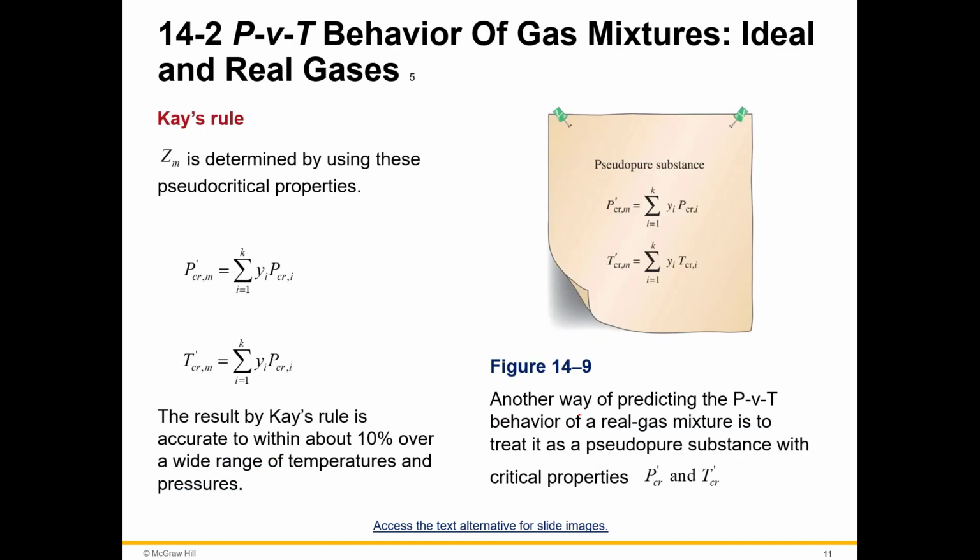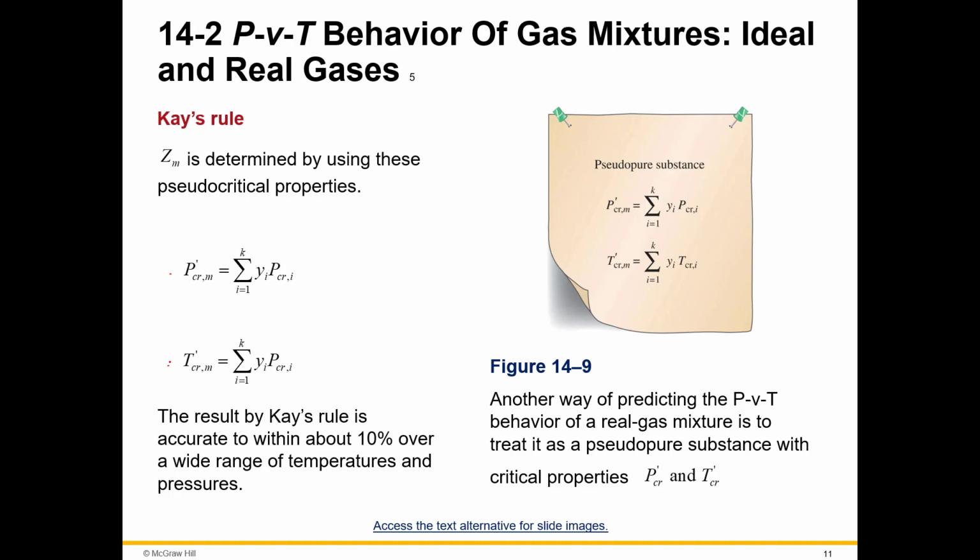And then moving on to Kay's rule. So Zm is determined by using these pseudocritical properties. And so here we have both of these. And then the result by Kay's rule is accurate within about 10% over a wide range of temperatures and pressures. So that's really nice because we've been using a lot of formulas here that say, oh, well, at low pressures it's accurate, or at minimal temperature ranges it's accurate. But here you can get within about 10% over a wide range of temperatures and pressures.